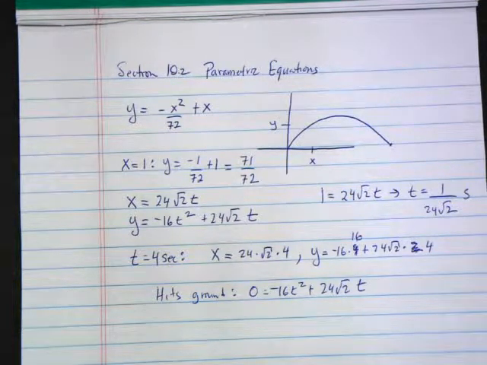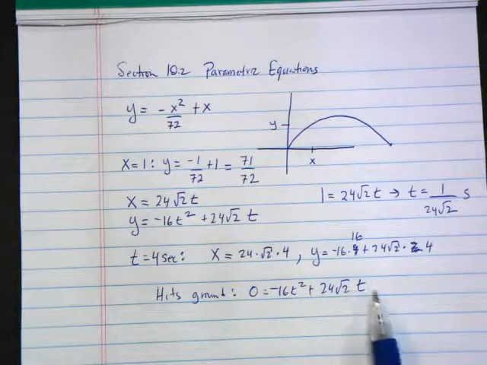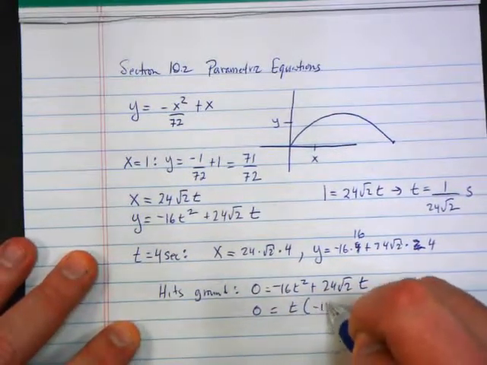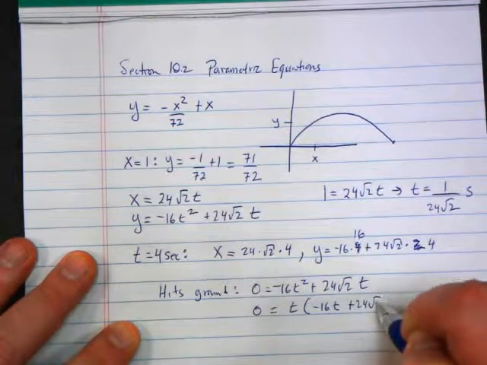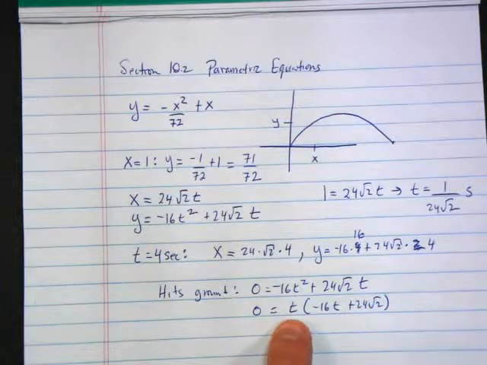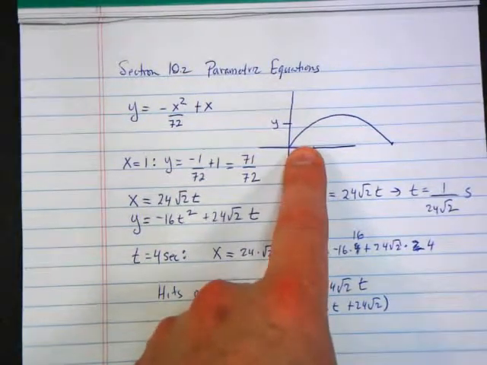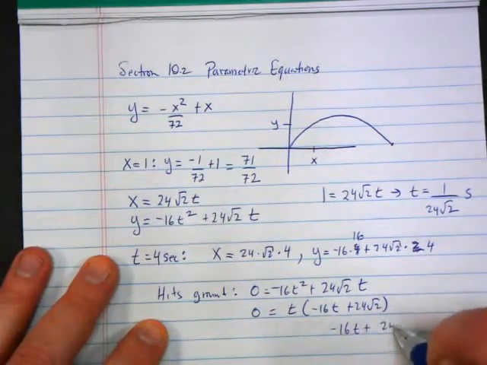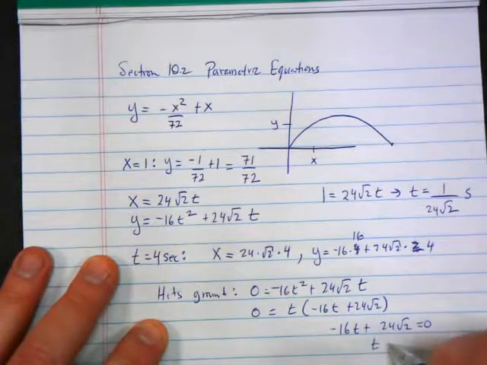You could use the quadratic formula. What was your answer? Complete the square. You could complete the square. That's one of the worst ways to do it, though. How about we just factor a t out? So 0 equals t times negative 16t plus 24 square root of 2. So it hits the ground at t equals 0, which makes sense because it started right on the ground, didn't it? And then it would also be on the ground when negative 16t plus 24 square root of 2 equals 0. So t would be 24 square root of 2 over 16.